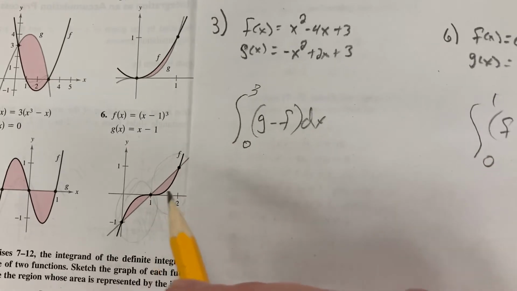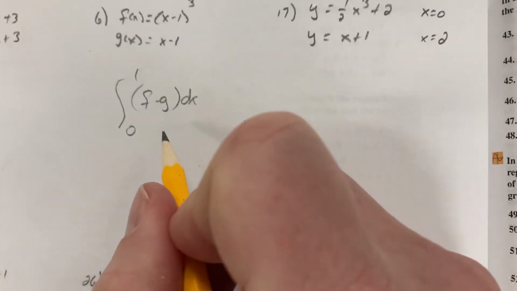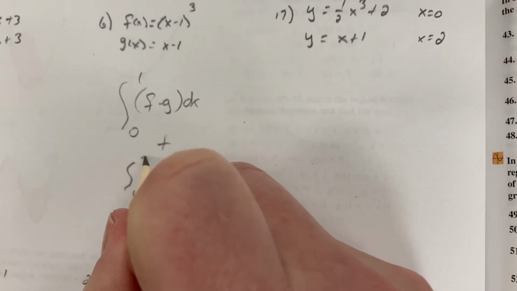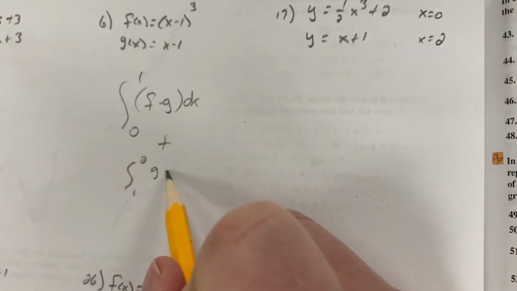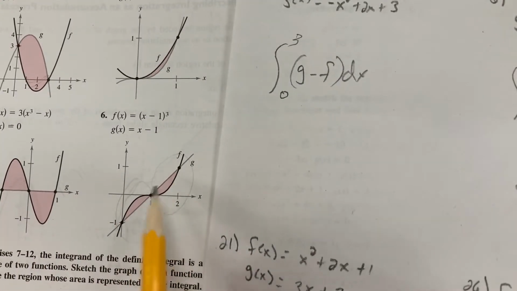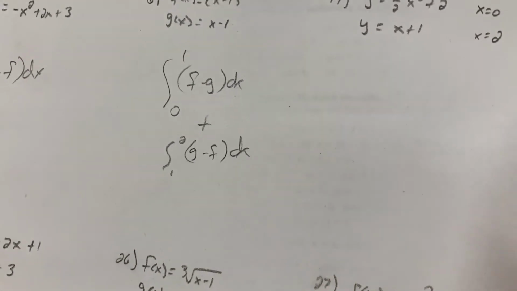And then from 1 to 2, we're going to flip it around. So we're going to add to this. I'll do it like this. Plus, from 1 to 2, we'll do g minus f. G is now the top function, f is the bottom. So that from 1 to 2, that'll be this area. Put those two together, and that'll be our total area.